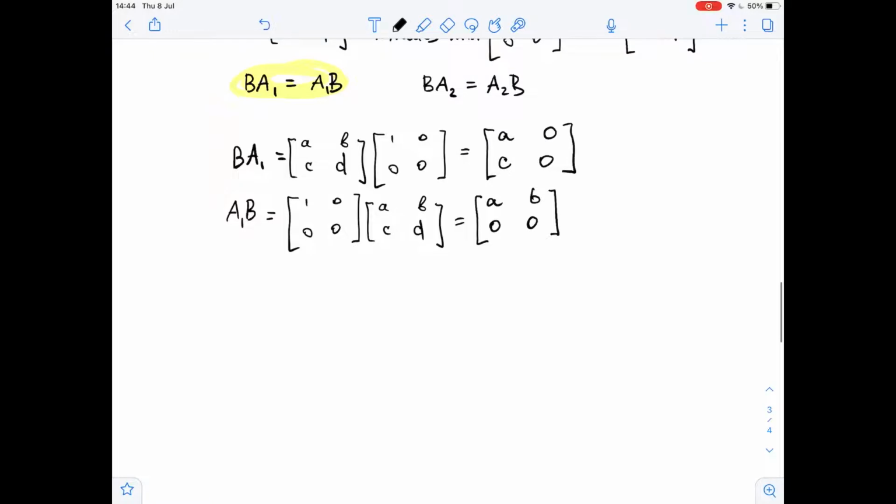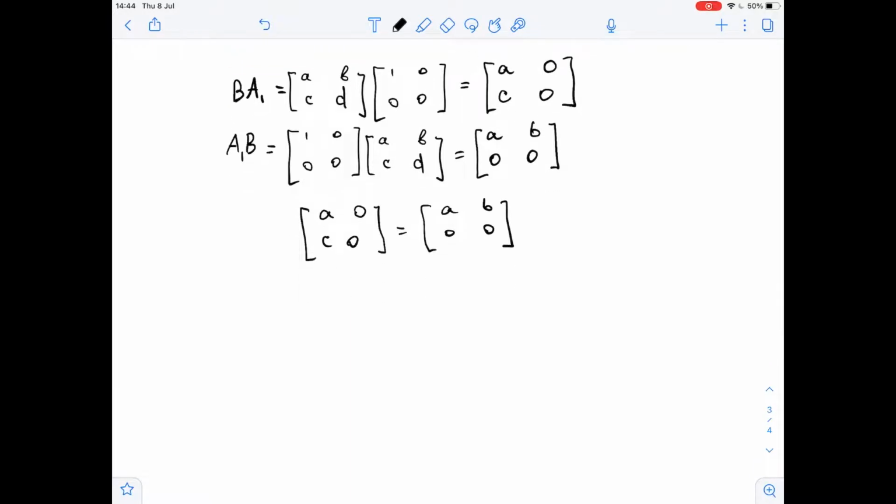So we get that these two matrices need to be equal: the matrix A, 0, C, 0 equals the matrix A, B, 0, 0. Since they are equal, their corresponding entries need to be equal. So we get that B equals 0 and C equals 0. So from here we get that B equals 0, and here we see that C equals 0.